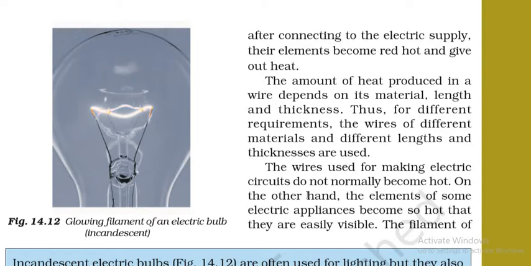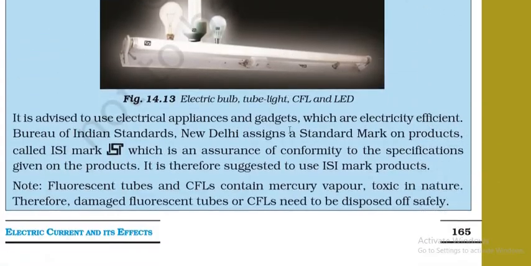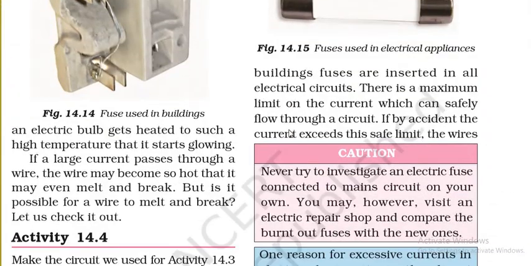Now the wires used for making electric circuits do not normally become hot. You can see that the connecting wires that you have in your electric circuit do not generally become hot. Only the wires that are present inside these appliances become hot, and they are clearly visible. So what about the rest of the wires? The rest of the wires have got insulation in them, and they will not necessarily become hot. In case they become hot, they can cause severe burns and short circuiting, right? It can lead to fire.